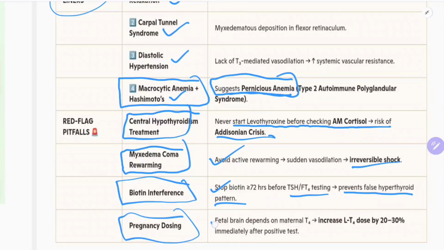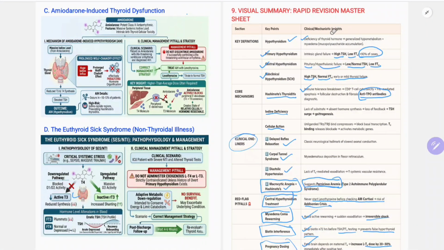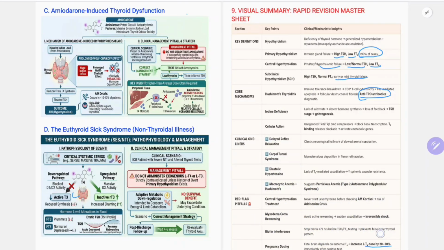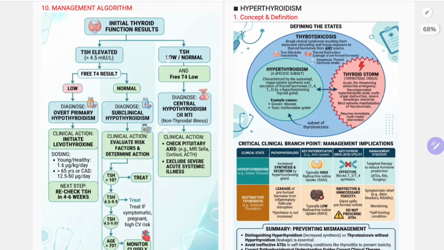Pregnancy dosing: fetal brain depends on maternal T4, so increase the LT4 dose by 20 to 30% immediately after a positive test. So this is the rapid revision master sheet. Biotin will create a hyperthyroid state. This is our last slide, the management algorithm.